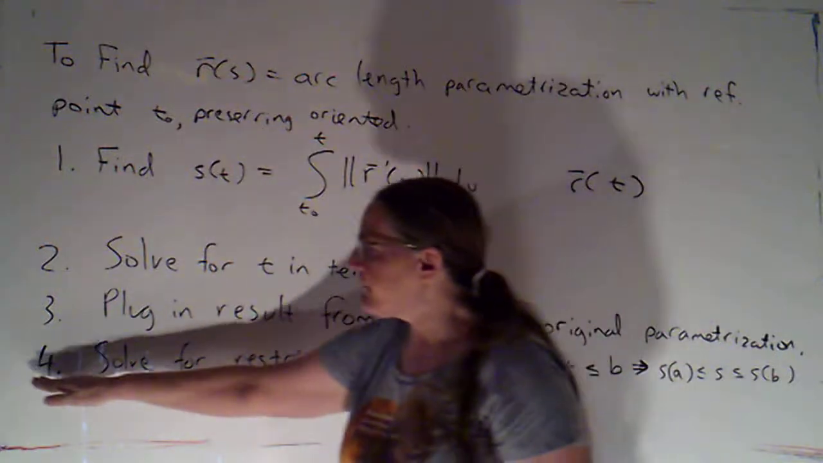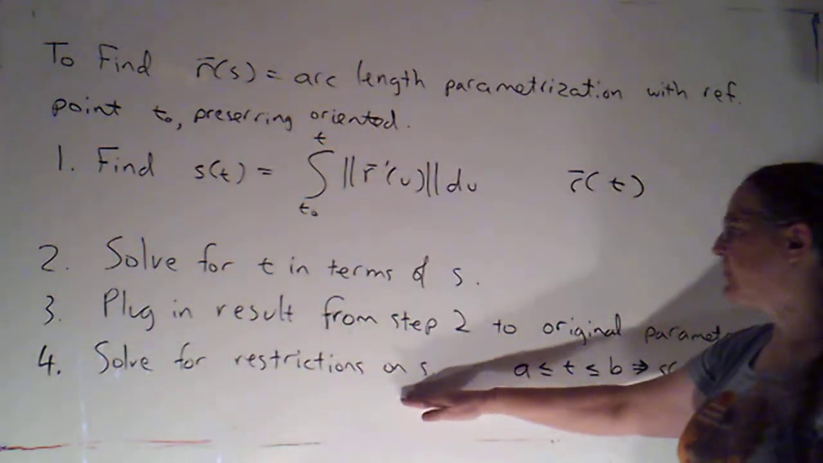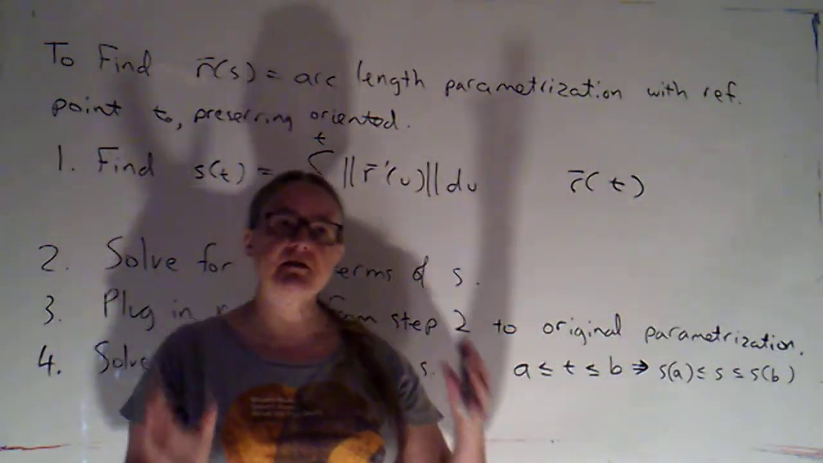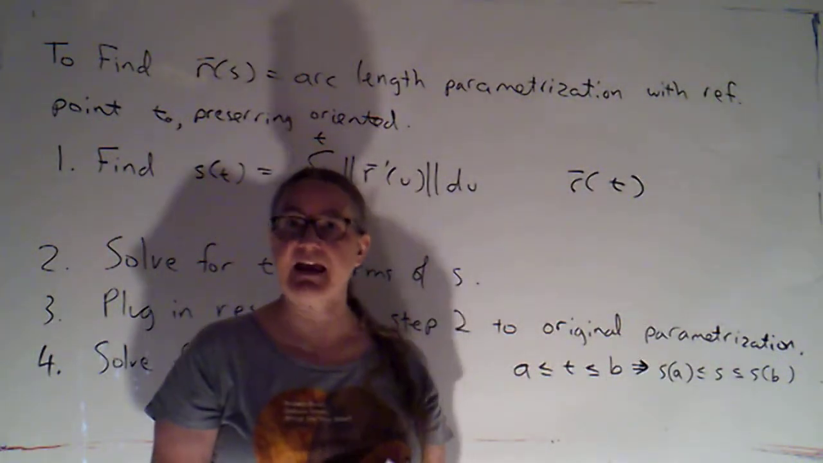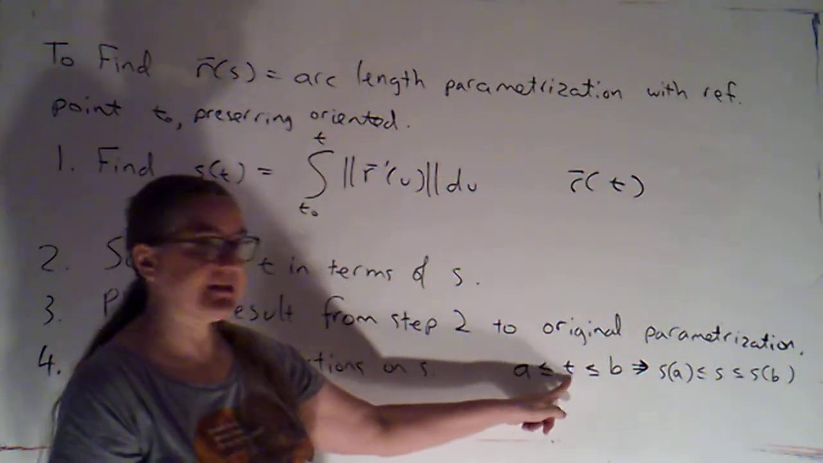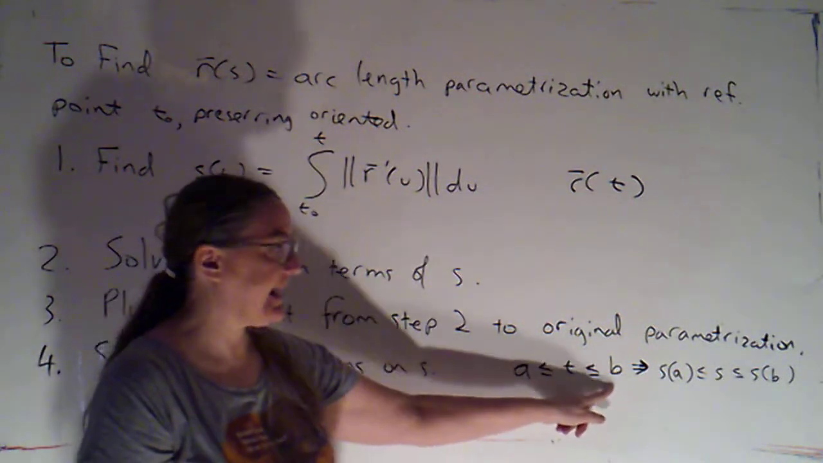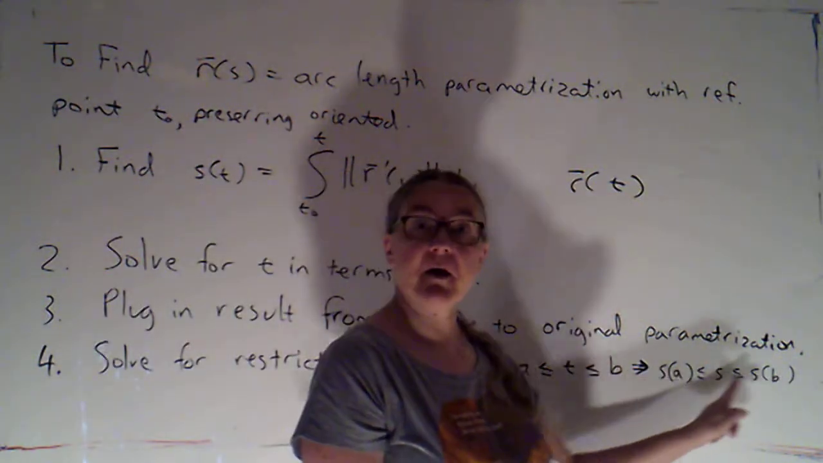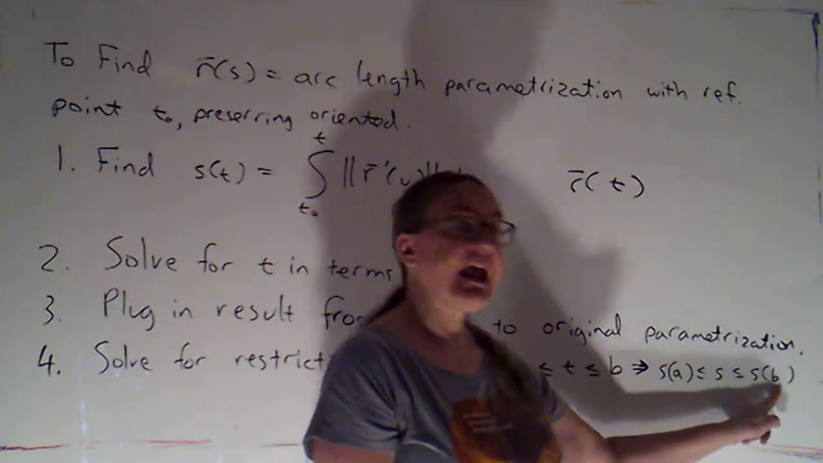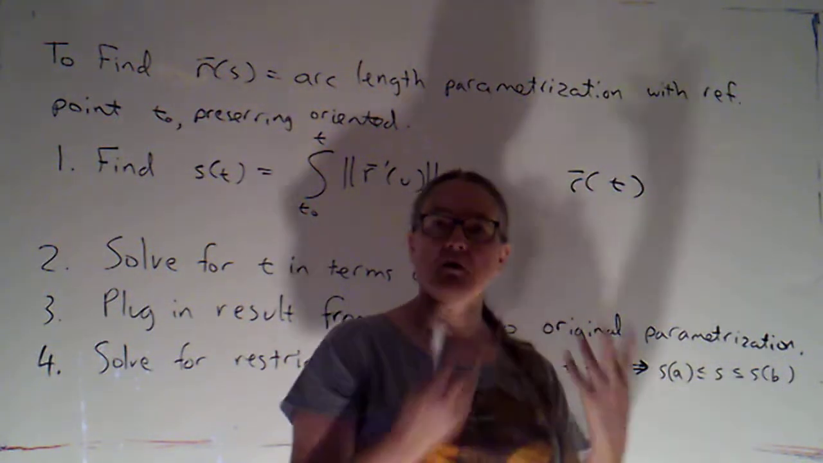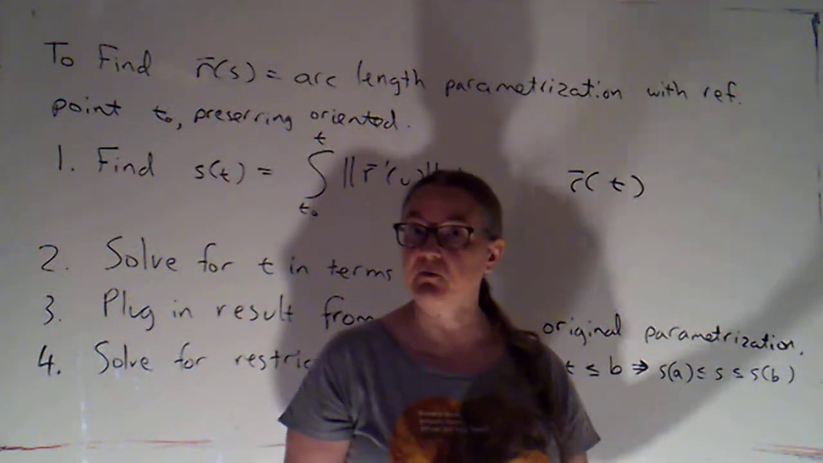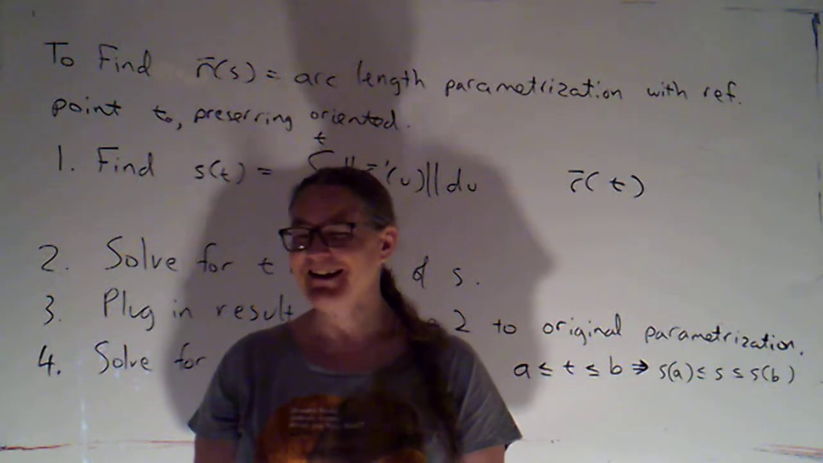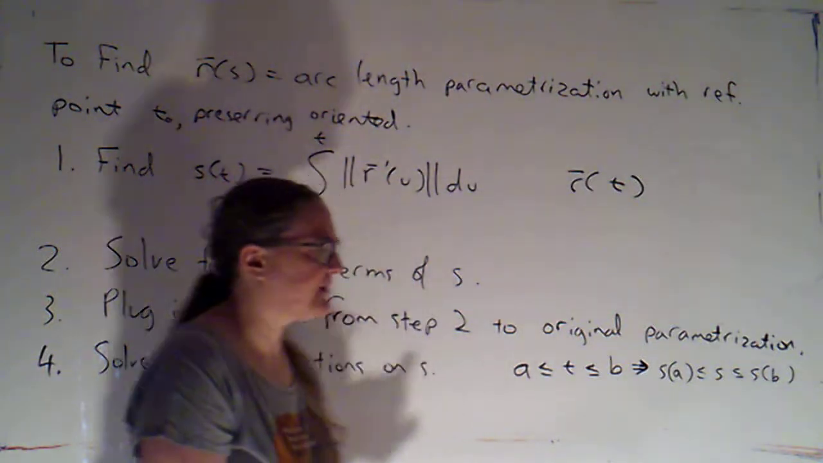And then it's very easy to forget this last step. Solve for your restrictions on s. If there were restrictions on t, that's going to induce some restrictions on s. So if we had a situation where t had to be between a and b, then s is going to be between the two corresponding arc lengths, the arc length at a and the arc length at b. In our last example, we just had that t was bigger than or equal to 0, so we got that s had to be bigger than or equal to the arc length at 0. And since 0 was our reference point, it was just bigger than or equal to 0.